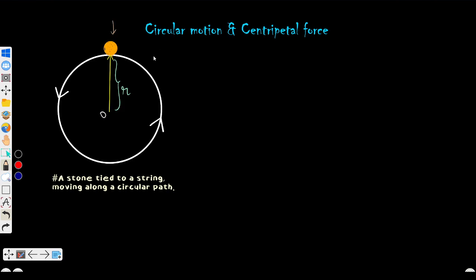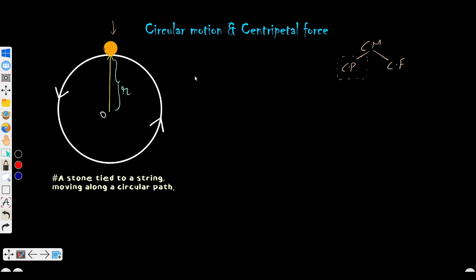Now you need to remember that when we talk about circular motion, we will deal with two forces. First is centripetal force and the second is centrifugal force. Now in this video we will discuss in detail about centripetal force. To understand this, let us take an example.